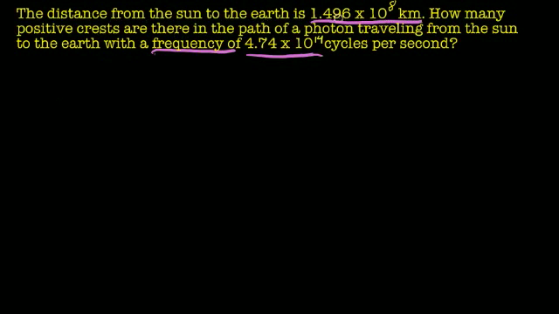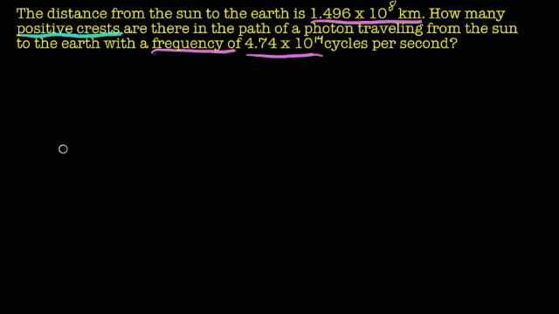The next thing is, okay, so what are they asking for? We have a distance. It's the distance from the Sun to the Earth, 1.496 times 10 to the 8th kilometers. And we're given a frequency. And then with that frequency, we're supposed to figure out how many positive crests there are.